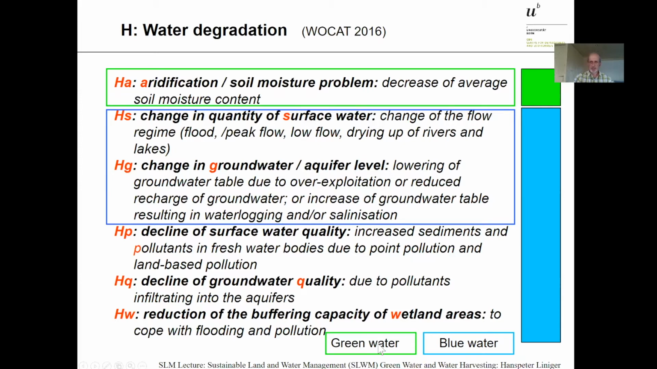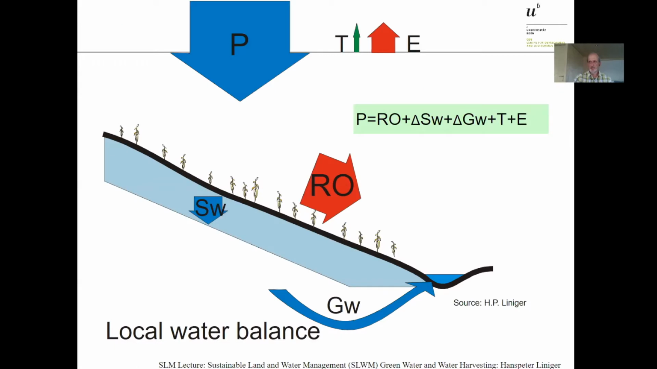Let's look at the first one, that soil moisture problem. What does it mean? To me, this is a very crucial process that is happening here. A certain amount of rainfall falls on the ground. Now, where does it go? One possibility, runoff. That's the amount here going on the surface, causing soil erosion.